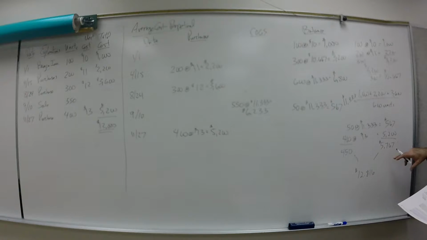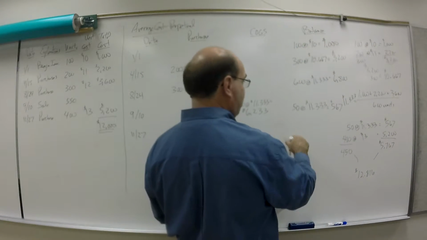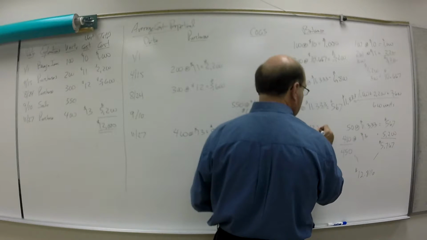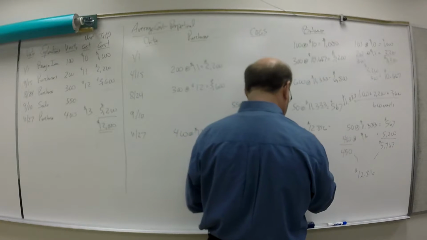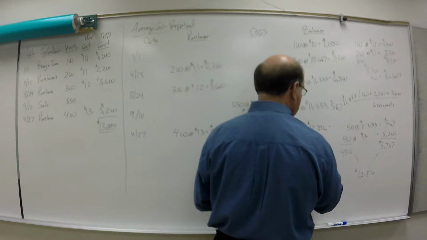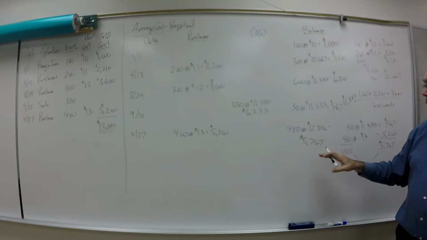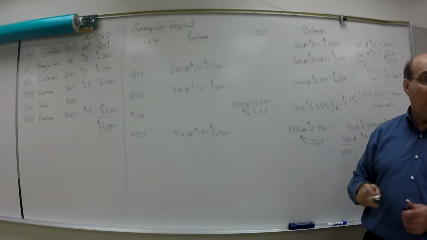So the equation here is the dollars that you spent divided by the number of units to find the average. So this is our new average. Now when we come over here and we calculate, we have 450 units at $12.816, and that gives us an ending balance of $5,767. That's the balance we're going to carry forward and use every time we come up with any sort of sale. We're going to pull that number out.